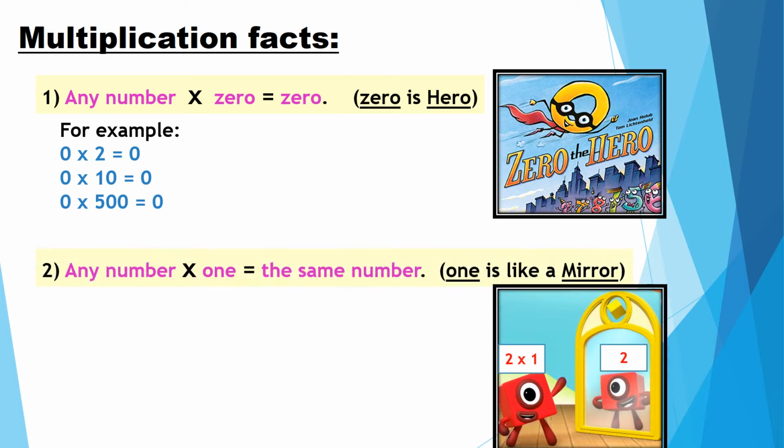The second fact: any number times 1 will be the same number, because 1 is like a mirror. Here in our photo we found 2 times 1. This one is like a mirror, so it reflects 2. As we see in our examples, 2 times 1 equals 2, 9 times 1 equals 9, 100 times 1 equals 100, 1000 times 1 equals 1000. So any number times 1 will be itself, the same number.